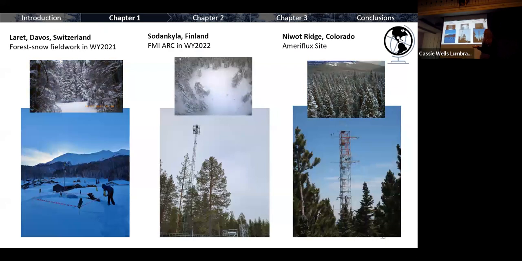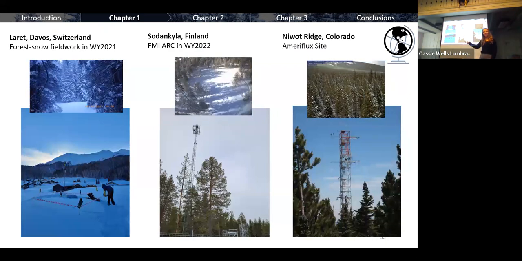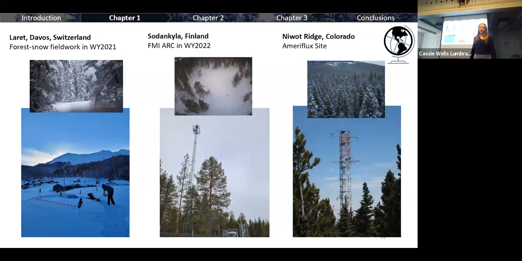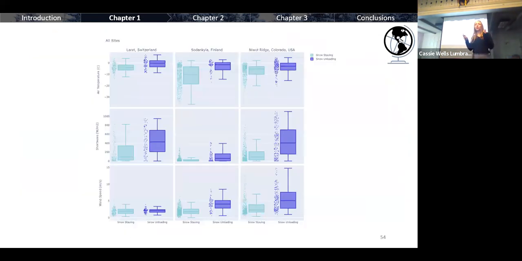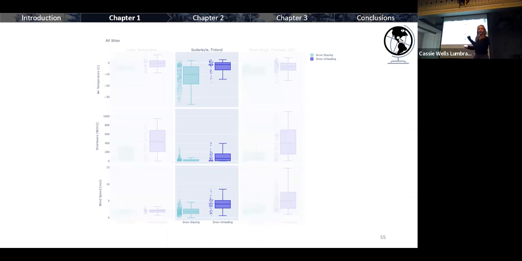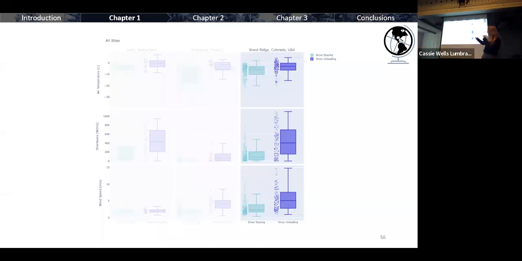So I didn't stop there, of course. We went back to Niwot Ridge that I started with earlier, and we did the same thing. So I looked at the unloading, and we were able to compare all three of these sites. So this is snow unloading versus snow staying with all of our sites. What I just want to highlight here is that at Sodankylä, like I said, we have a very small amount of shortwave in the winter. So we were able to actually look at the impacts of air temperature and wind speed. At Niwot Ridge, we actually have all three of these variables interacting. So it was a great opportunity to compare what we were seeing there with all three variables interacting. It's fairly complex to piece these things apart, but we tried our best.